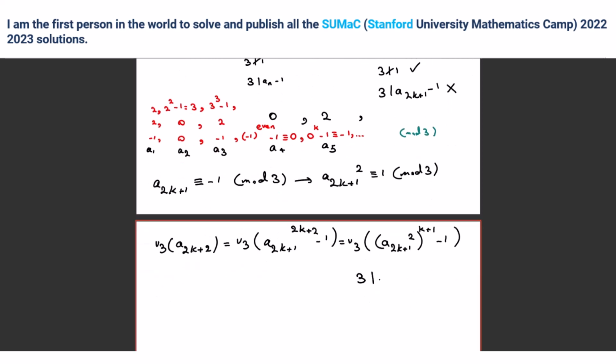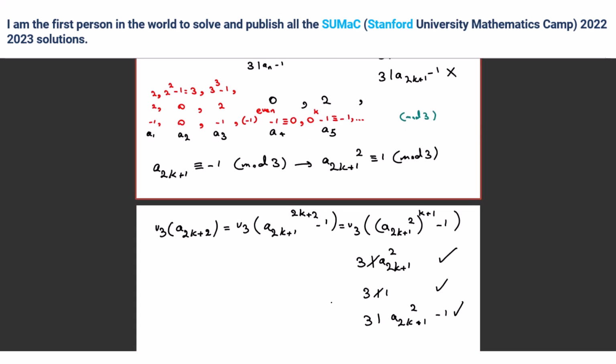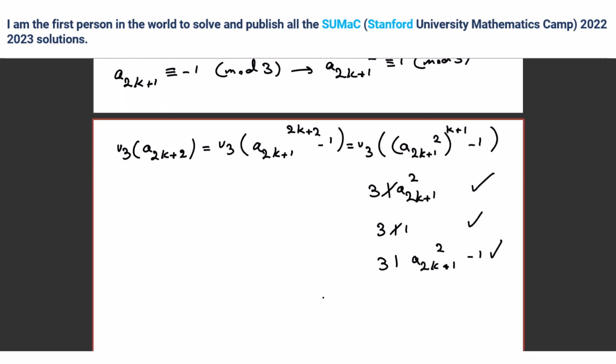Now we can use LTE because 3 doesn't divide a2k plus 1 squared. 3 doesn't divide 1, and 3 divides a2k plus 1 squared minus 1, right? All these conditions are satisfied. Yes. And also 3 is an odd prime. So then by LTE we can conclude what? By LTE, you can conclude that this is equal to V3 of k plus 1 plus V3 of a2k plus 1 squared minus 1. Yes.